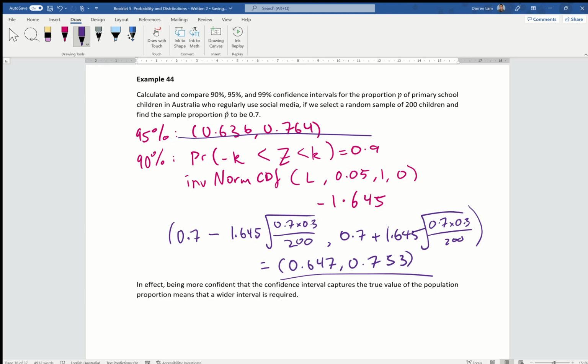The 90% one. If we have a 99% confidence interval, are we expecting that to be wider or narrower? Wider. To be more confident in your answer, you have to cast a larger net. So, again, you can do the same principle. I'm going to write it up the top here because I'm not going to bore you with the details. 99% gives us 0.616 to 0.784. Again, an even larger interval. This is the key takeaway: being more confident that the confidence interval captures the true value of the population means that a wider interval is required. In order to be more confident, you need to cast a wider net. Okay.